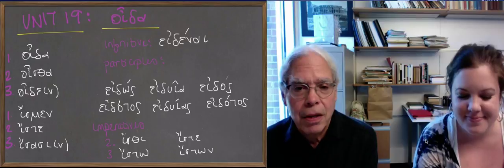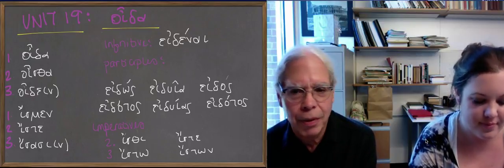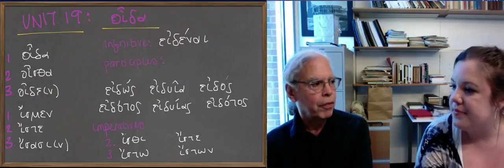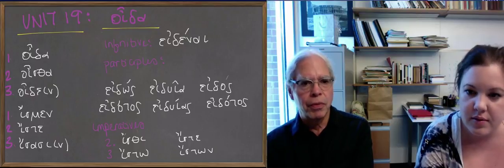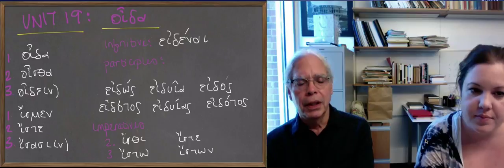This is unit 19, and this is the inflection of a defective verb. What's defective about it is that it only has perfective aspect forms. There is no imperfective or aorist aspects of this verb. It's the verb oida, which means know.